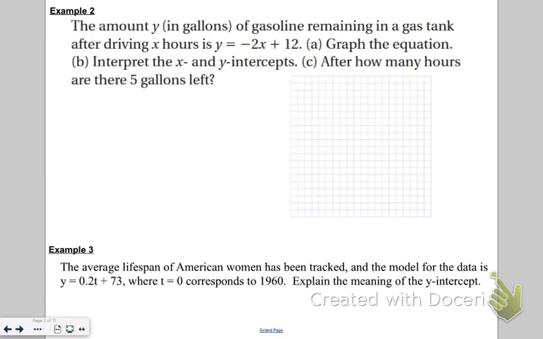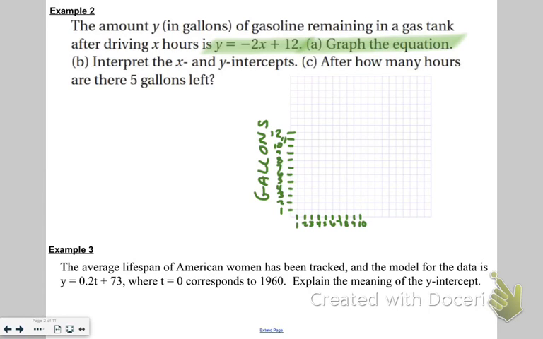All right, next we're looking at the amount in gallons of gas after driving x hours. So we're actually given the equation. The first thing we need to do, it says to graph. So let's make our labels. I'm just going up by 1 on my y-axis, that's gallons, and then again I'm going up by 1 on my x-axis, and that is hours. So let's go ahead and graph this. The y-intercept's 12, so I'll plot a point there, and then I have a slope of negative 2. So I can make that negative 2 over 1, which means I'm rising negative 2 and running 1. So I graphed the equation.